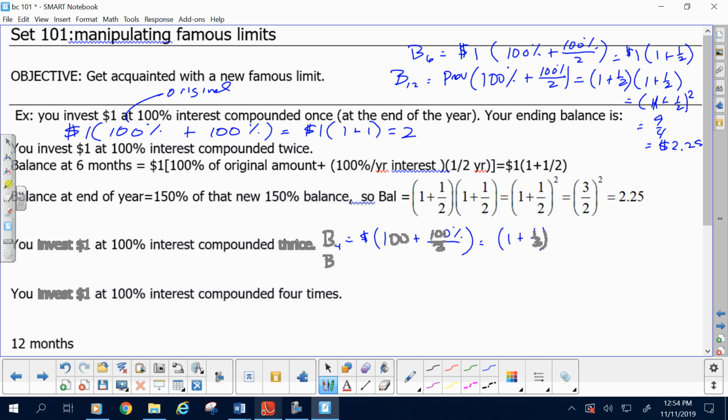The balance after 8 months then would be the previous balance times 1 1/3, or 1 1/3 squared, and most importantly, the balance at the end, after growing 133% each 4 months. You get 133% of 133% of 133%, and that is 64/27. So somebody be my calculator person. That's 1 plus 1/3 cubed. That's 4 thirds cubed. 64/27. What is that roughly in a decimal form, please?